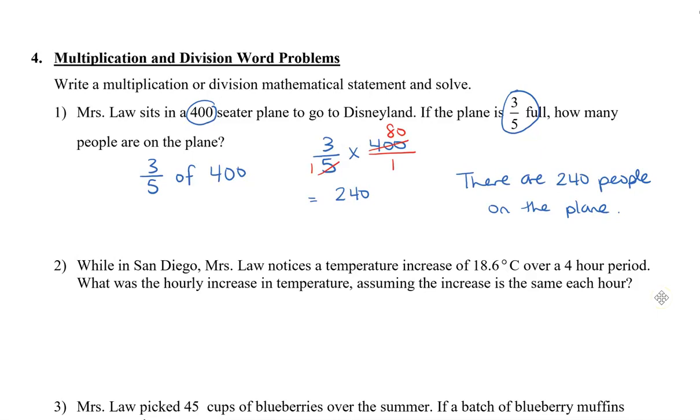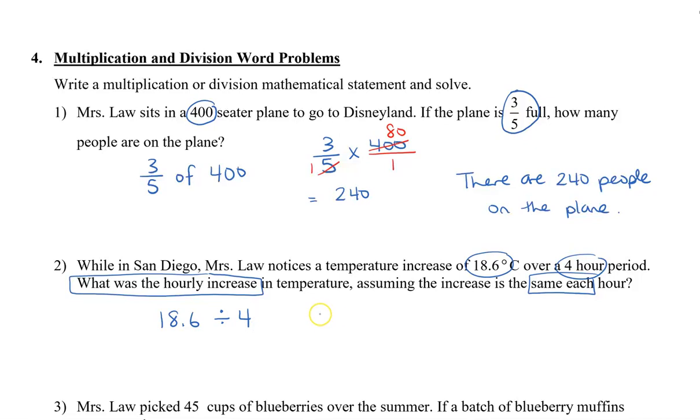All right, in this next question, while in San Diego, Mrs. Law notices a temperature increase of 18.6 degrees Celsius over a 4-hour period. So what was the hourly increase in temperature, assuming the increase is the same each hour? So the important thing is that every hour is the same. And our question is, what was the hourly increase? So we're going to take our 18.6 degrees, and we're going to divide it by 4 so that we can figure out what 1 hour's temperature increase will be.